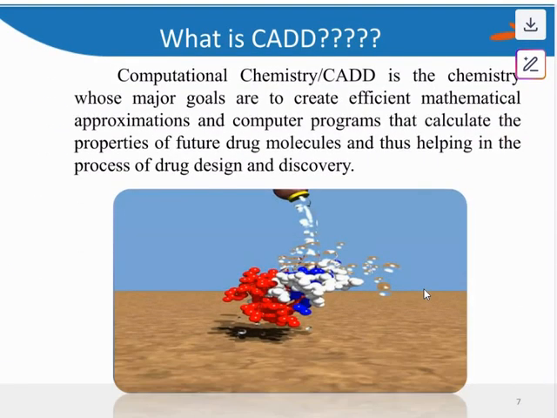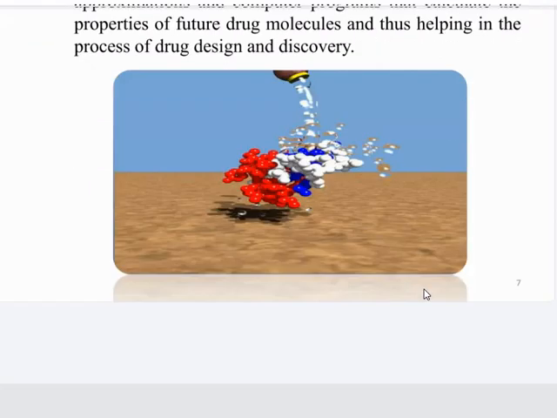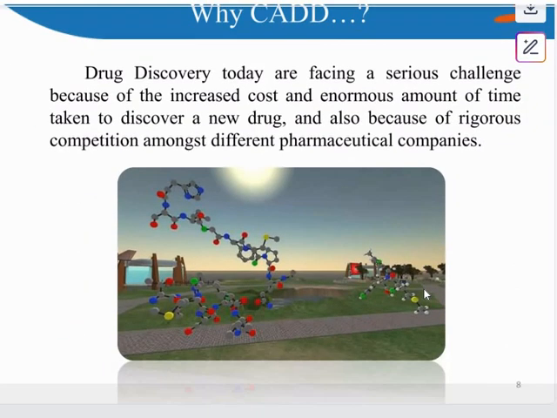What is CADD? Computational chemistry is the chemistry whose major goal is to create efficient mathematical approximations and computer programs that calculate the properties of future drug molecules, helping in the process of drug design and discovery. So why CADD? Drug discovery today is facing a serious challenge because of increased cost and the enormous amount of time taken to discover a new drug, and also because of rigorous competition among different pharmaceutical companies.